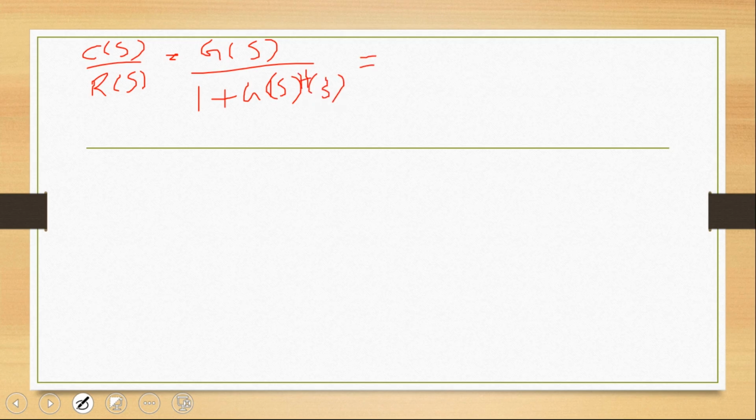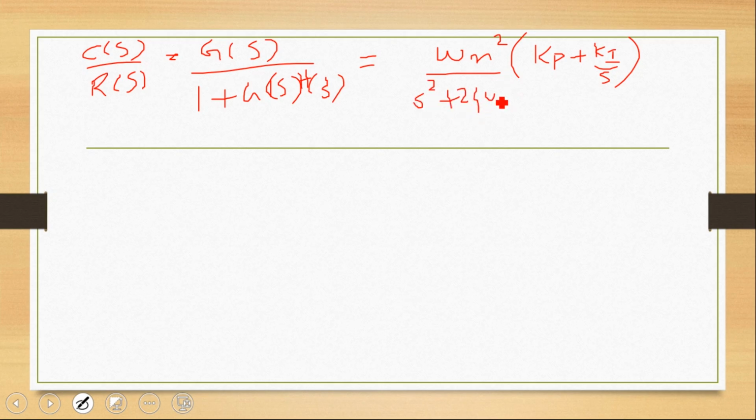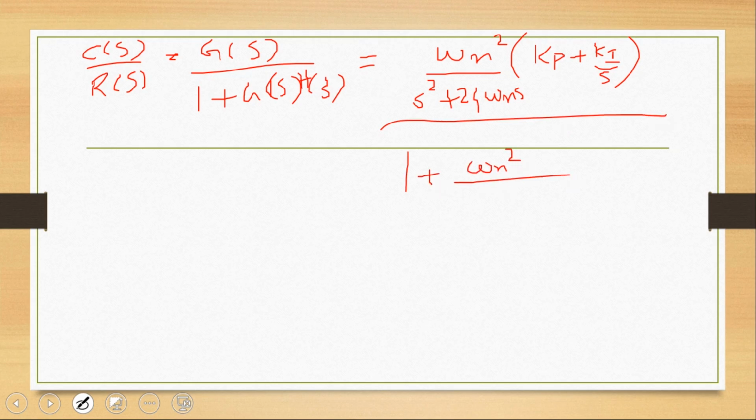So this can be written as omega n square into Kp plus Ki by S divided by S square plus 2 zeta omega n into S, the whole divided by 1 plus omega n square divided by S square plus 2 zeta omega n into S into Kp plus Ki by S into 1. 1 is H of S.